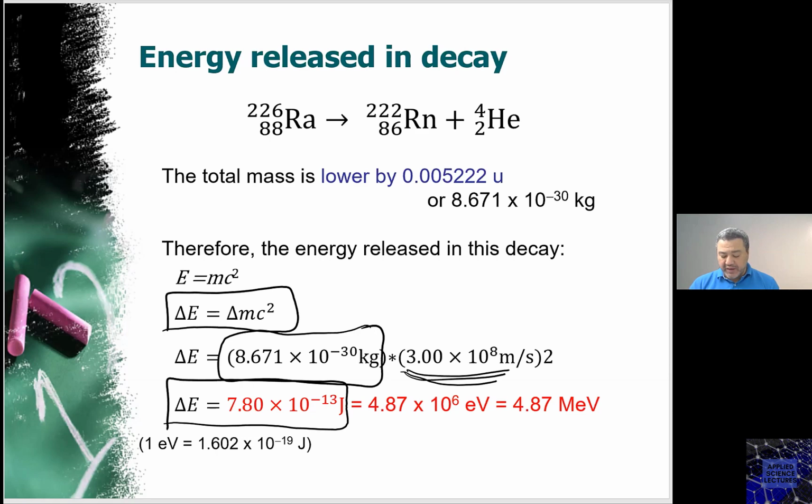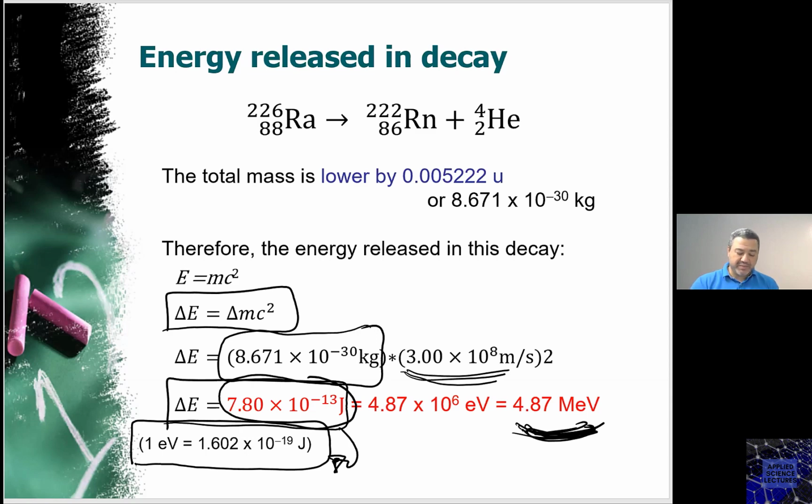Now, if you divide this joule number, which is 7.8 times 10 to the power minus 13, by how much is the electron volt, then you can get the energy released in electron volt. So 1 electron volt equals 1.602 times 10 to the power minus 19 joules. Divide your energy number by this number, then you can get how many electron volts. As simple as this.